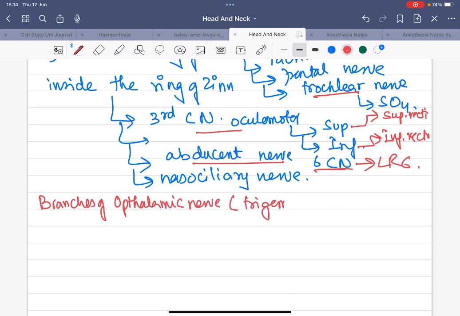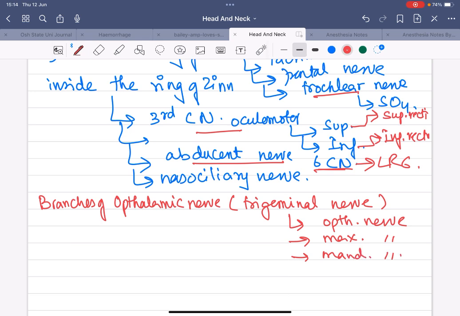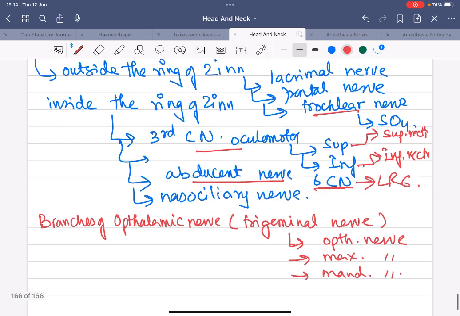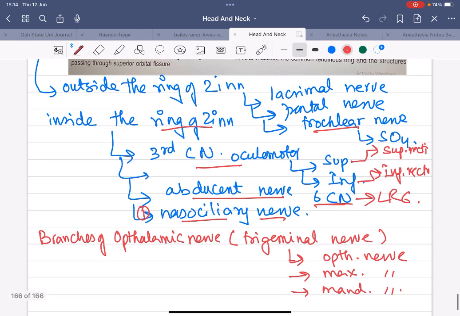The trigeminal nerve has three branches. First division, the ophthalmic nerve. Second division, maxillary nerve. Third division, mandibular nerve. So the ophthalmic nerve gives three branches. The nasociliary branch is present inside the ring of Zinn. It also gives the lacrimal branch and the frontal branch, which are outside the ring of Zinn. Clear to everyone? So outside the ring of Zinn, the ophthalmic nerve has two branches.